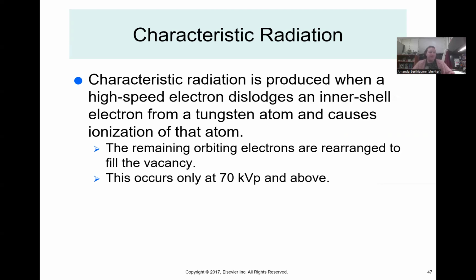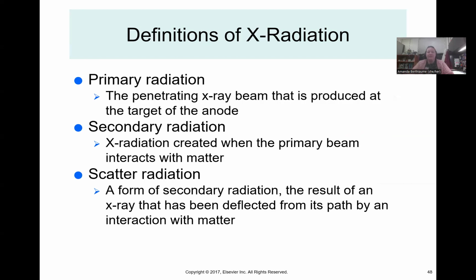So general characteristics: high speed, inertial. Again, it talks about it, but we have primary, secondary, and scatter. You'll need to know the differences. The primary is the penetrating X-ray that is produced at the target of the anode. Secondary is the radiation created when the primary beam interacts with matter. So primary is that first radiation. Secondary, the primary beam interacts with matter. And then scatter is a form of secondary radiation, and it's been deflected by its interaction with matter.